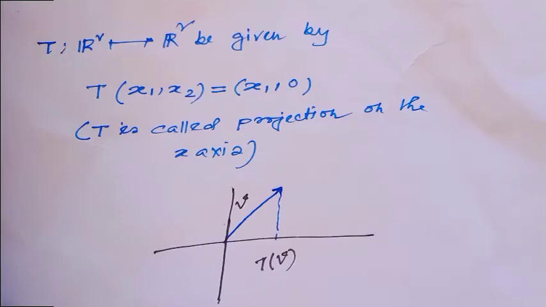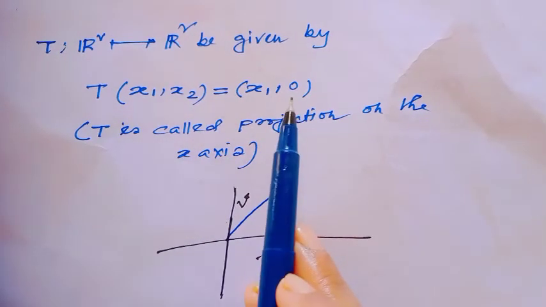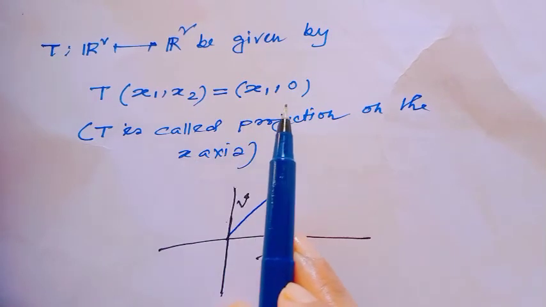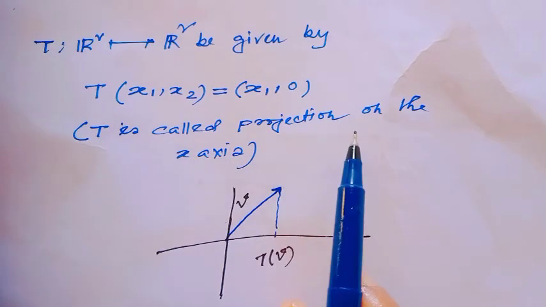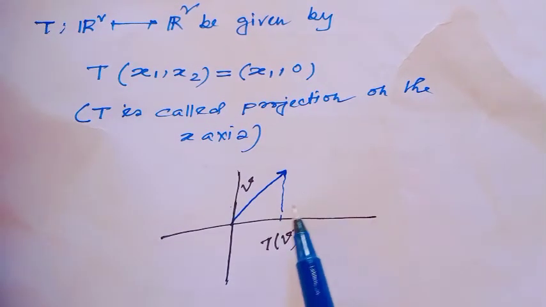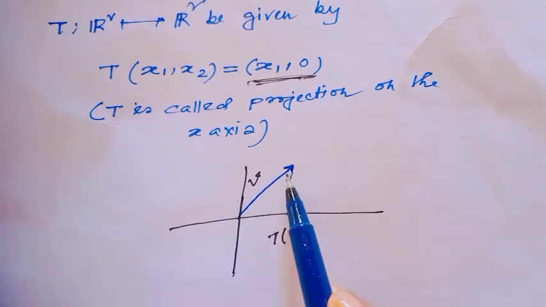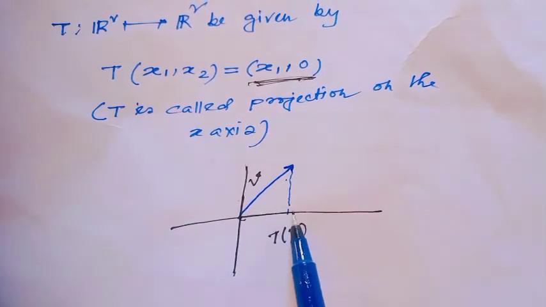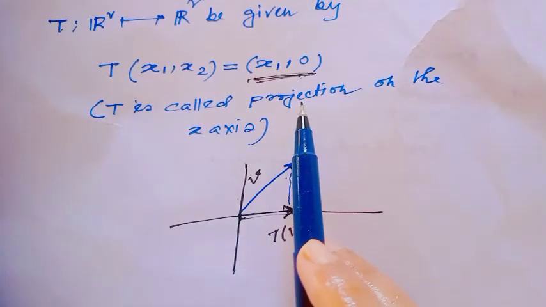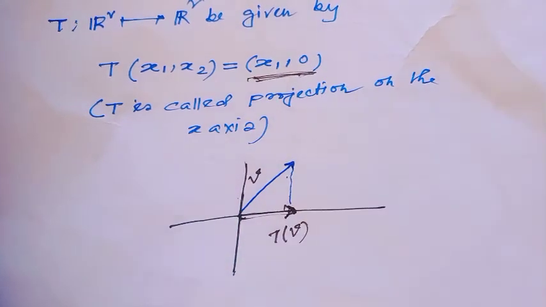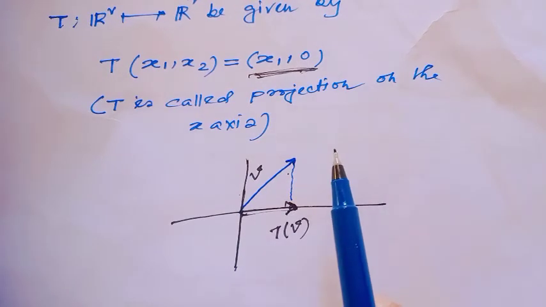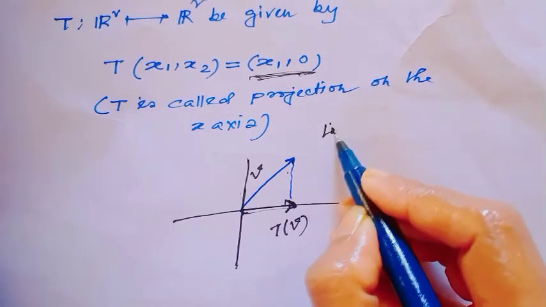Our next example, T is a mapping from R2 to R2 given by T of x1, x2 equal to x1, 0. This is called the projection mapping. Here all vectors project on the x-axis. By this definition, our transformed vector, this vector would be TV. That means all vectors by this expression project on the x-axis. I am not going to prove it as before. This is obviously a linear transformation.